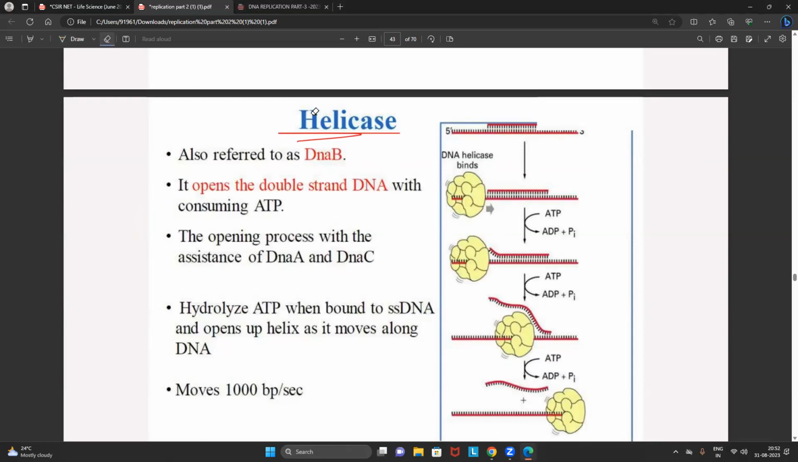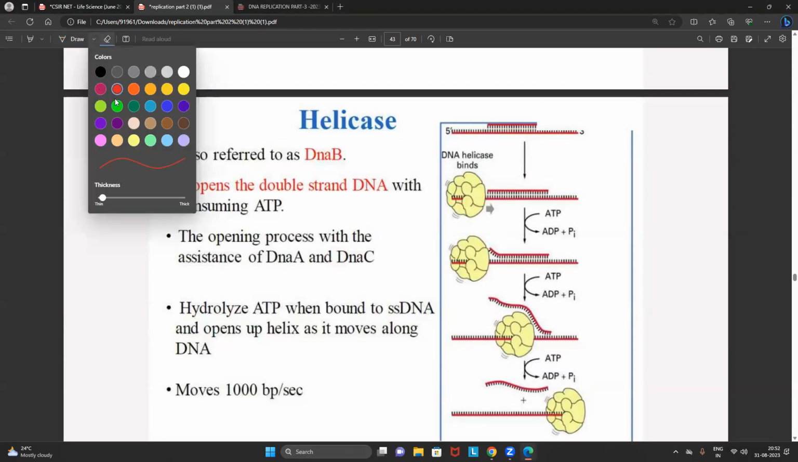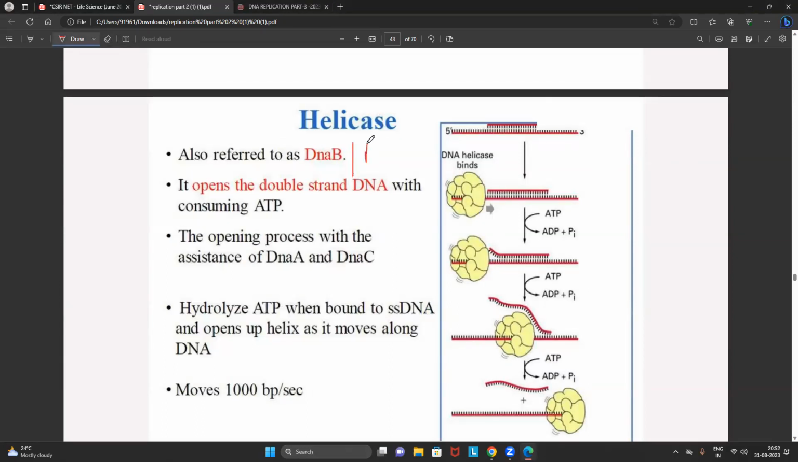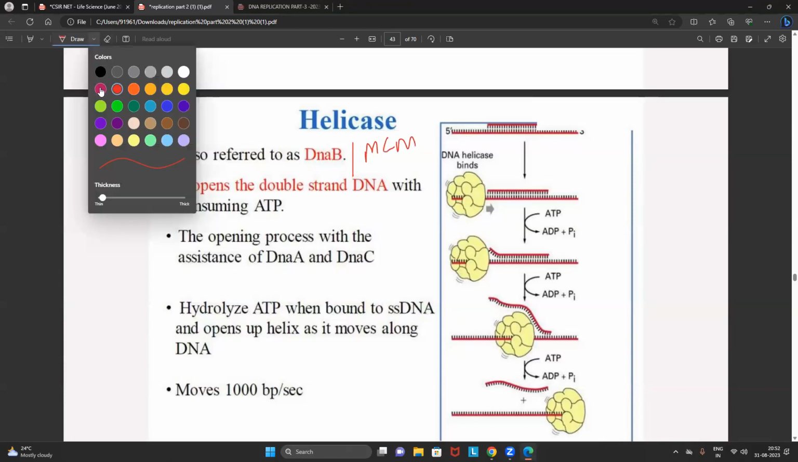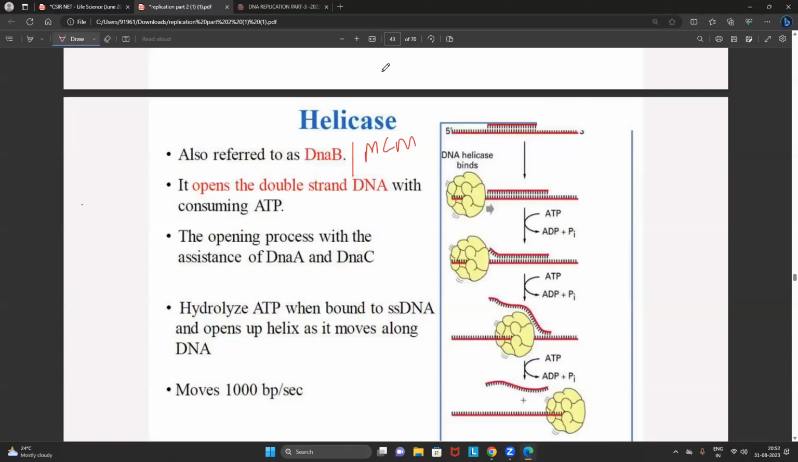In case of prokaryotes, we call it DNA B. In case of eukaryotes, we can call it MCM. Every student keep the point in your mind. You know, friends, helicase is a hexameric protein, which means it has 6 subunits.